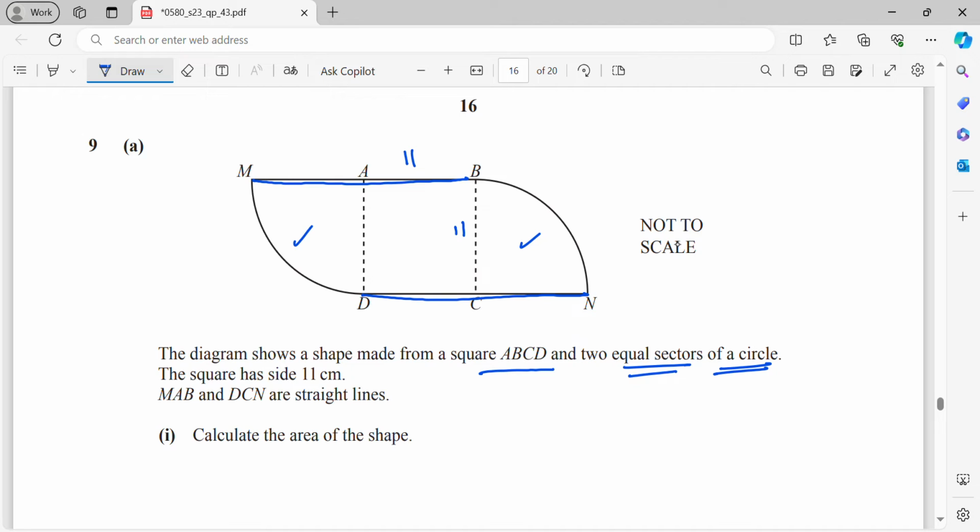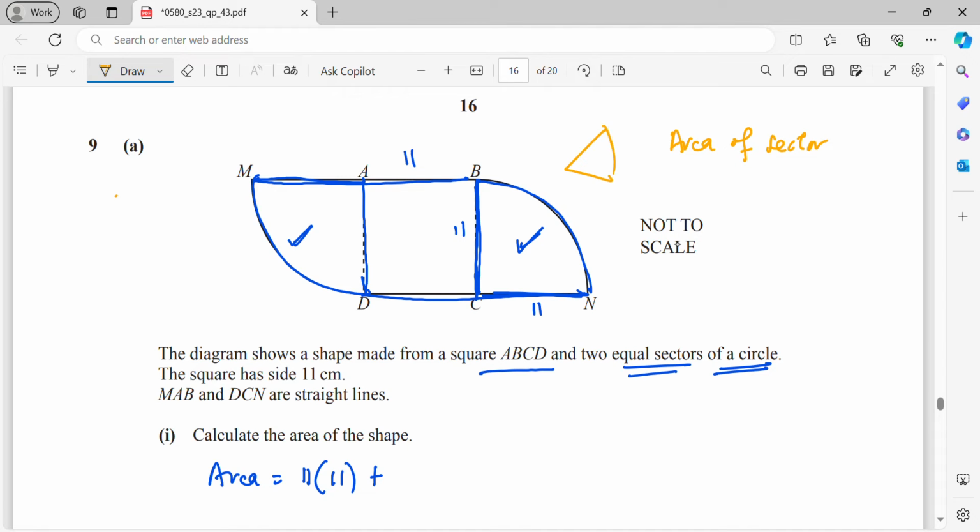Basically we know that this is a sector, right? So obviously the radius is 11. And these two are the same sector. So this is a quarter of a circle, and this is another quarter. So it means my area will be the area of the square, which is 11 times 11, plus the area of the sectors.